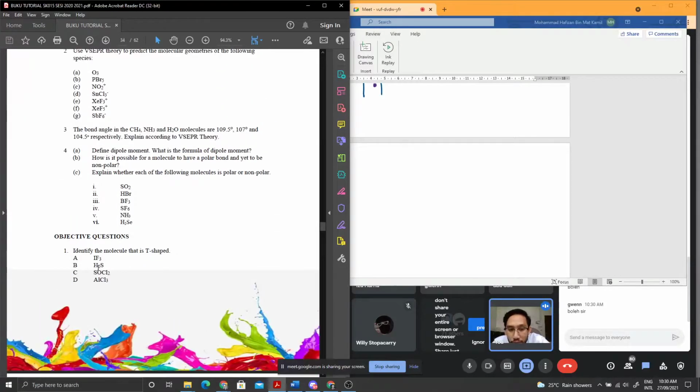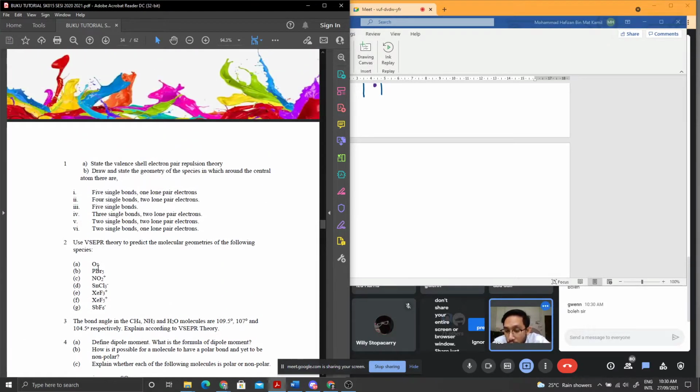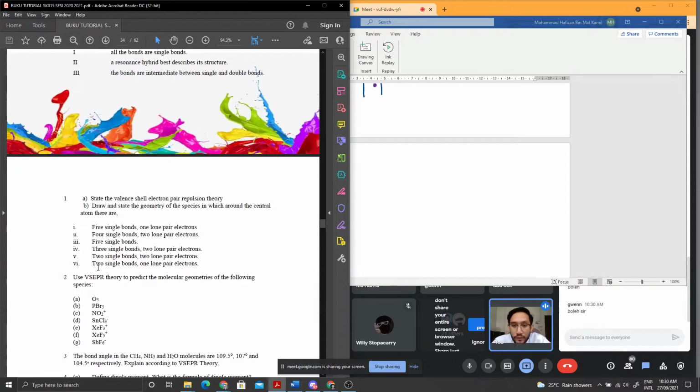So tadi 3.1 kita bincang. 3.2 which is molecular shape, right? Molecular shape, you drawing the shape, yang the thing yang you need to know is the drawing and also the angle lah, itu yang penting. Benda ni semua akan benda yang sama ulang-ulang.